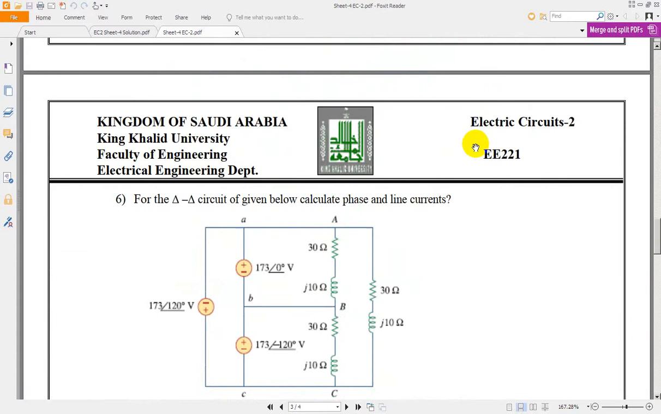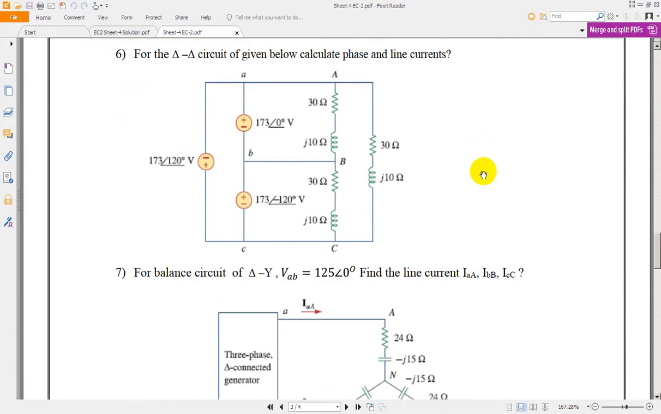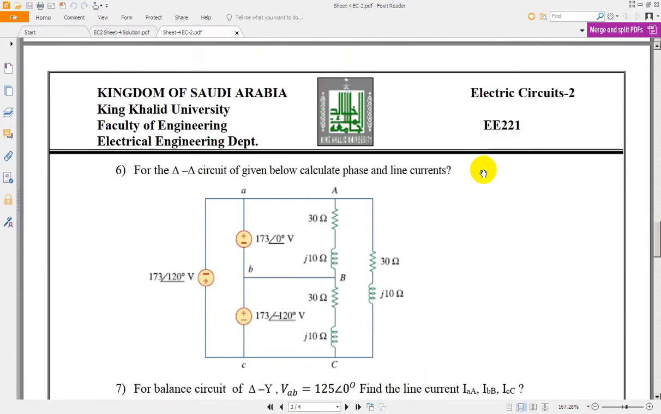In today's session, we will be seeing problems related to the delta-delta circuits and also the balanced and unbalanced circuits. Coming to the solution of the sixth question, let us read out the question first. For the delta-delta circuit, it means the source is in the form of delta and the load is also in the form of delta. We need to evaluate the phase currents and the line currents. Line current means current flowing at this part. Phase current means current flowing in these branches, in these phases.